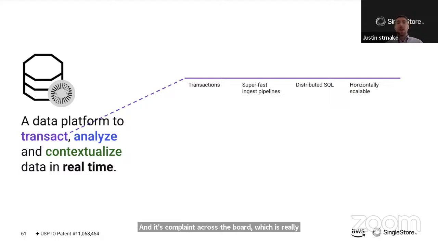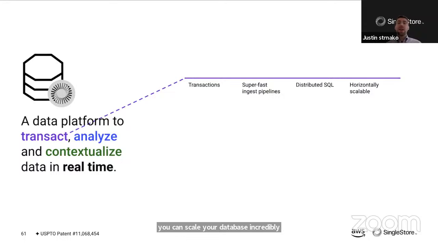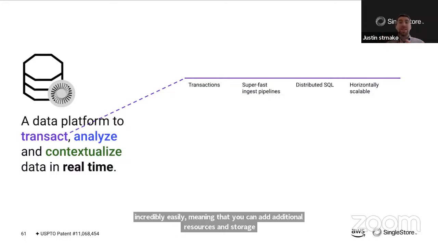The other piece here is that because we're talking about our cloud deployment, SingleStore is horizontally scalable. When we think about vertical scalability, of course, we can add better hardware, better CPU, better RAM, even better GPUs now when we start thinking about LLMs. But SingleStore can also, in a matter of, and I mean this seriously, 5 button clicks, scale your database incredibly efficiently and easily, meaning you can add additional resources and storage into the cluster seamlessly. 5 button clicks.